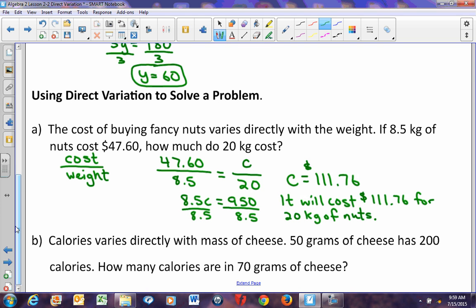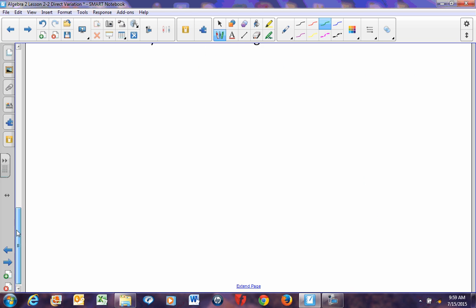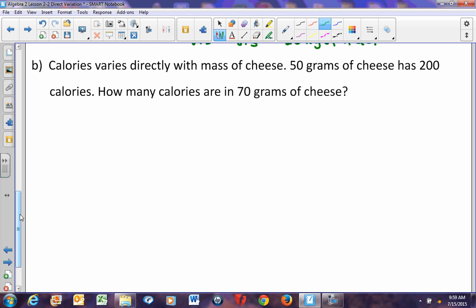Let's look at the second question here. Calories varies directly with the mass of cheese. In other words, the more cheese you eat, obviously the more calories you consume. So calories varies directly to mass. 50 grams of cheese has 200 calories, so 200 calories goes on top, 50 grams goes on the bottom. Mass is on the bottom, and calories are on the top. How many calories, that would be x, is in 70 grams of cheese, that would be 70 down here.